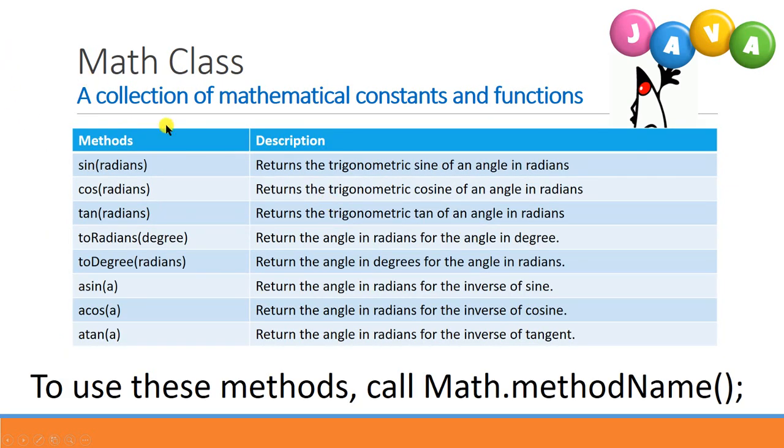And then in the Math class, we also have the sine function, cosine function, and tangent function, and these are in radians. And then you have toRadians, taking the input from a degree value and converting it into radians. And also you can convert radians into degrees. And there are also inverse functions for sine, cosine, and tangent. We call them arc sine, arc cosine, and arc tangent. And this collection is the trigonometry functions.